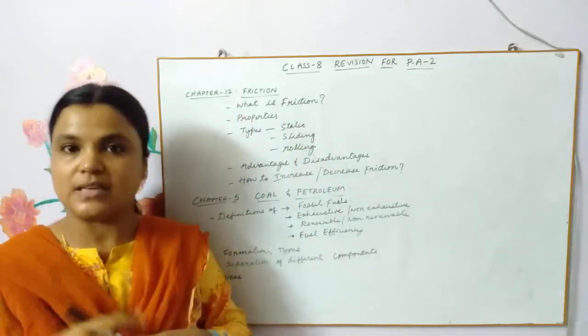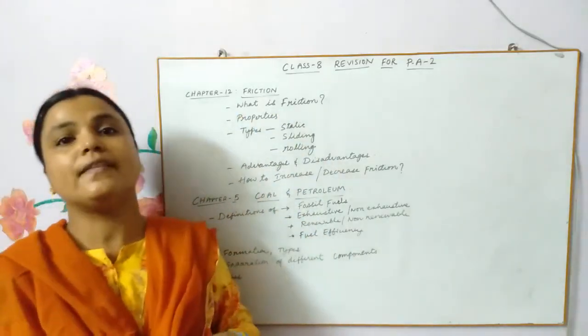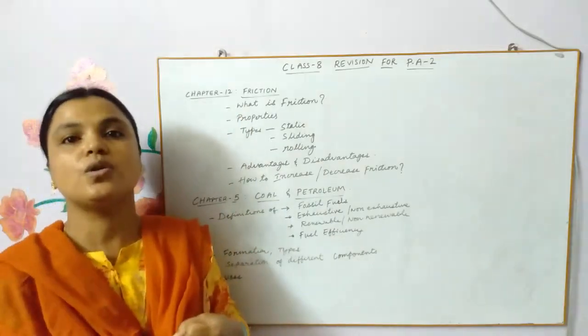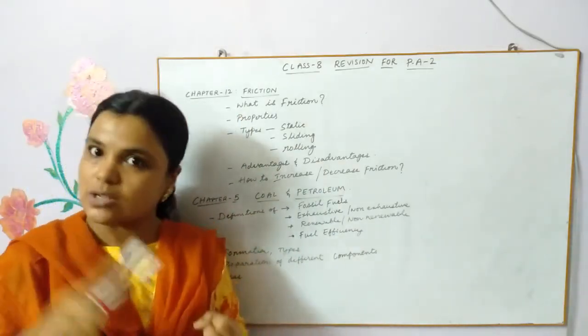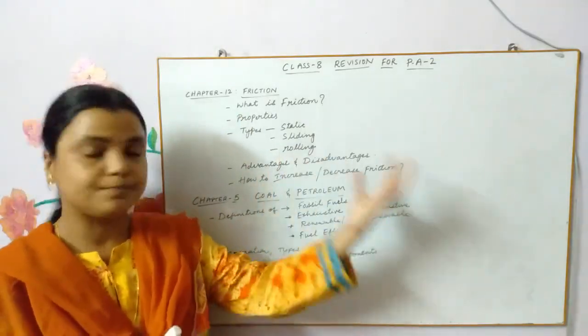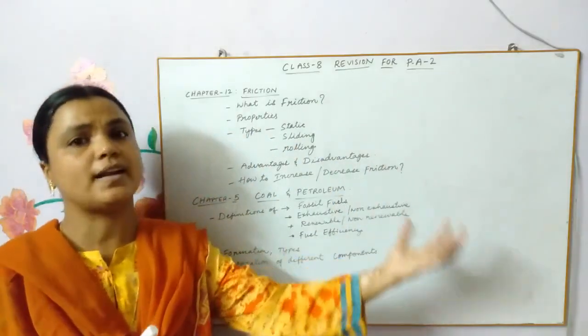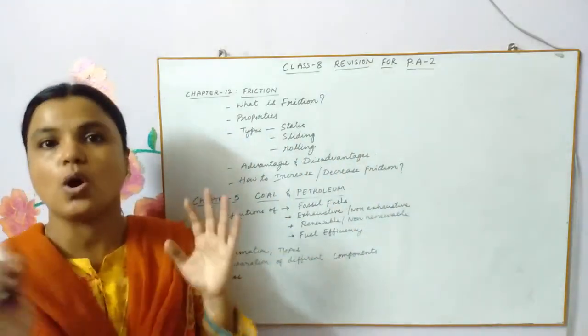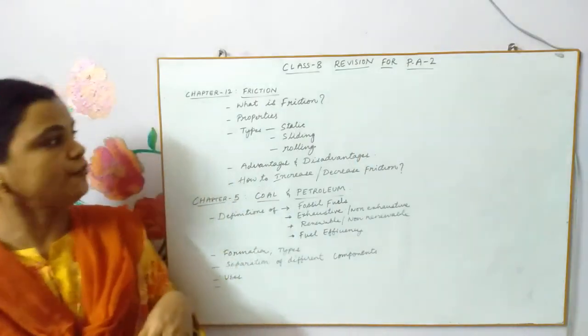So what are the properties? As I already told you, it's a kind of contact force. It's also a force, so it is measured in newtons. And this force always acts in the opposite direction. So those are the properties of friction.